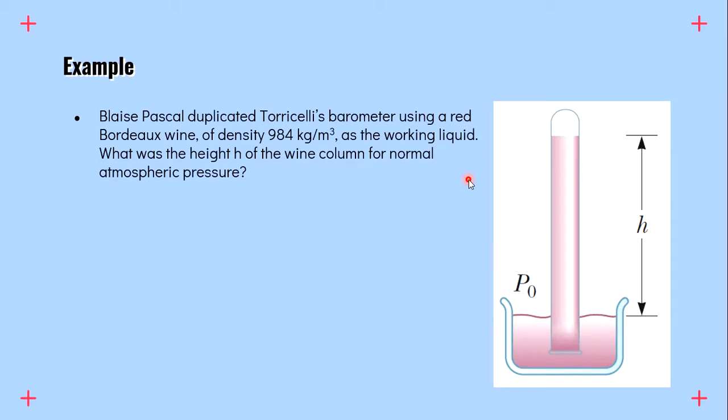Okay, so let's have another example. Suppose that Blaise Pascal duplicated the Torricelli's barometer using a red Bordeaux wine of density 984 kilograms per cubic meter as the working fluid. What is the height h of the wine column for normal atmospheric pressure?